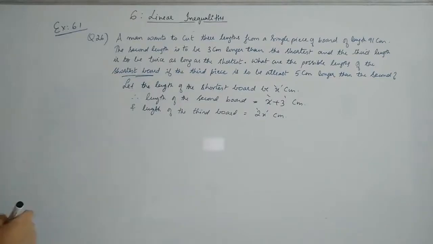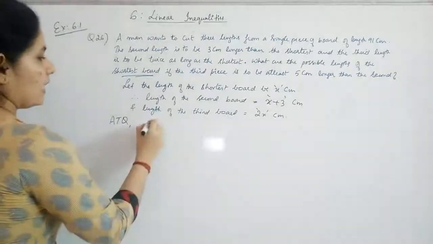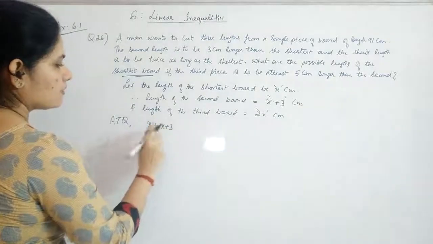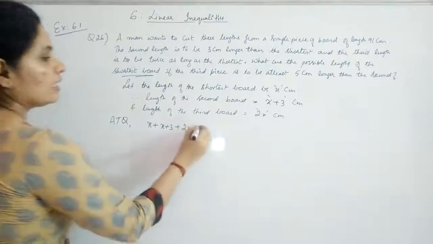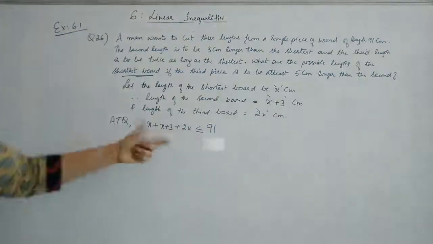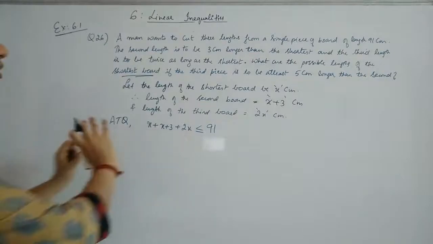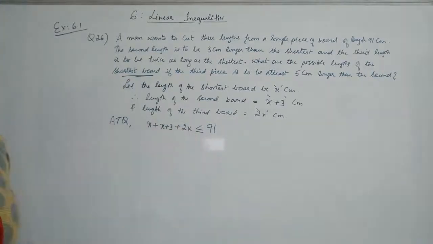So the first inequality according to the question which we get will be x plus x plus 3, first piece plus second piece plus third piece, will be less than or equal to 91, because either the whole portion, that means all the 3 pieces, will together form 91 in length, or it can be only less than 91. That's why the inequality is less than or equal to 91.